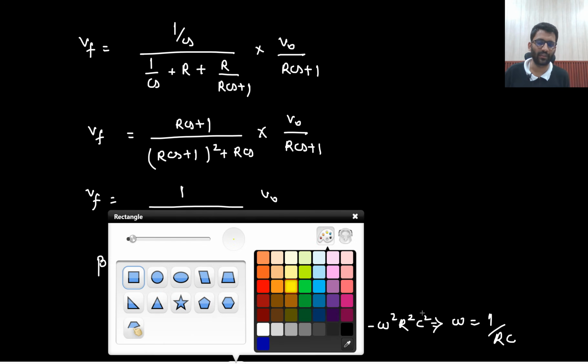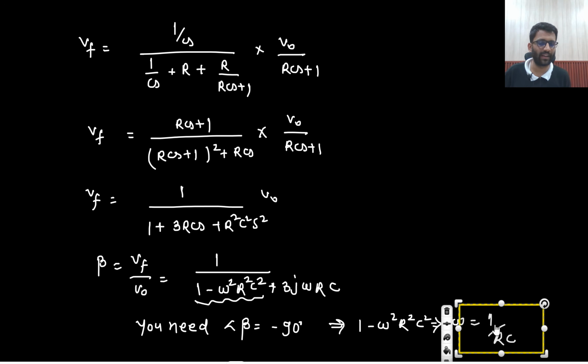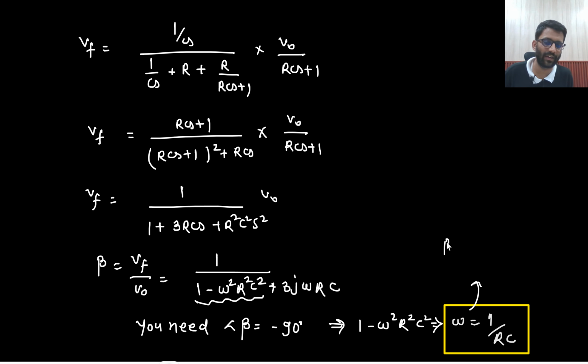This is my frequency of oscillation. At omega equals 1 by RC, I will get a minus 90 degree phase shift. Why is it so? Because after this, what will be my beta? Beta will be 1 by 3j omega RC. That means what is the angle? The angle is minus 90 degrees.